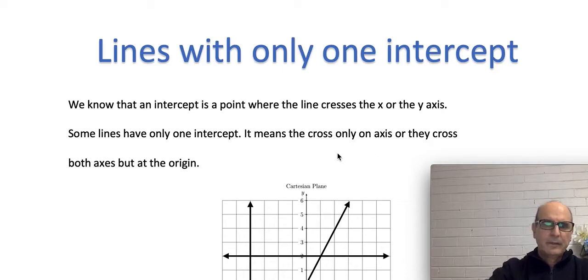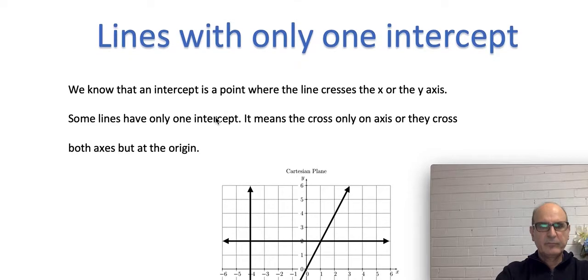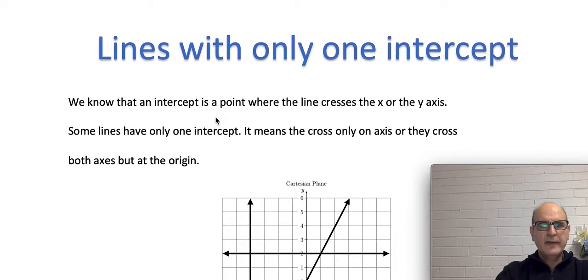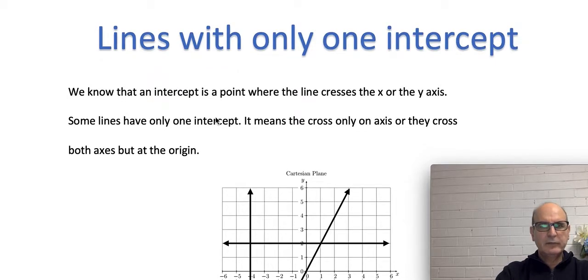Hello. In this lesson, we are looking at lines with only one intercept. What is an intercept? An intercept is a point where a straight line crosses either the y-axis or the x-axis. Now, some lines have two intercepts, but in this lesson, we are looking at lines with one intercept only.